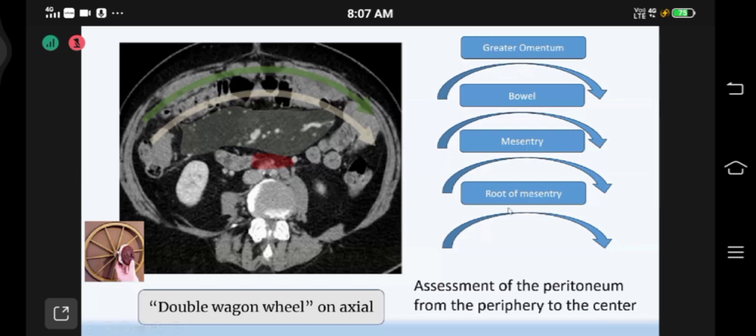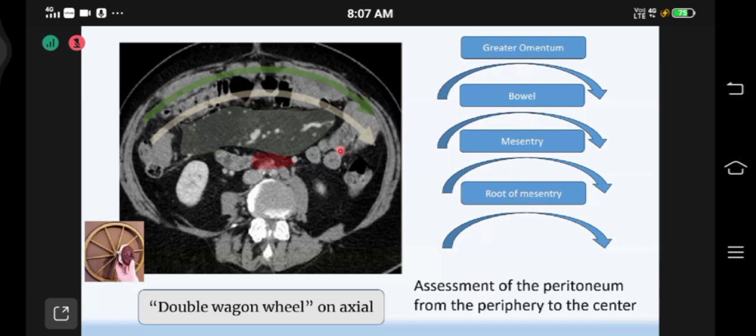So in this, the approach followed in axial images is a double wagon wheel approach, right? So what do we mean by it? Basically it is an assessment of the peritoneum from the periphery to the center. First you go into the greater omentum, then you see the bowel, then the mesentery, then the root of the mesentery.